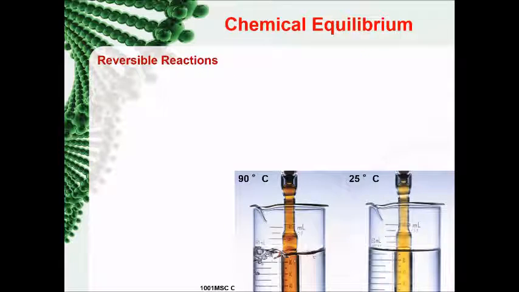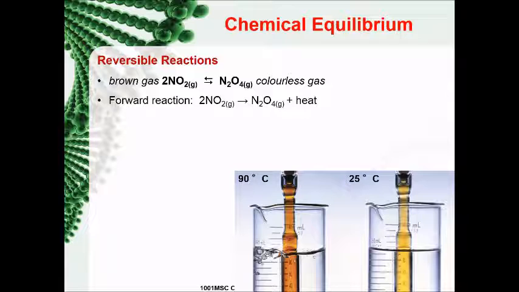Let's look at another example of a reversible reaction. Nitrogen dioxide is a brown gas that can undergo a reaction with itself to produce a colorless gas called dinitrogen tetraoxide. The forward reaction produces heat. Therefore, the reverse reaction will require heat.